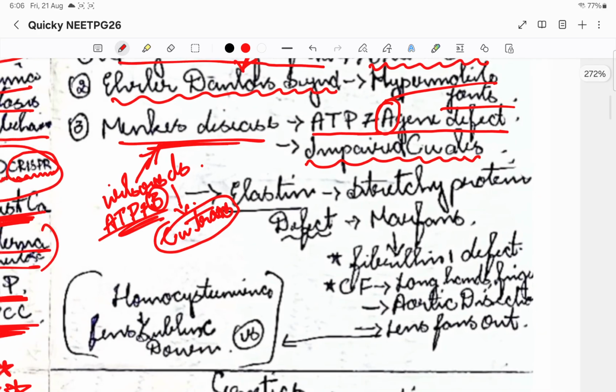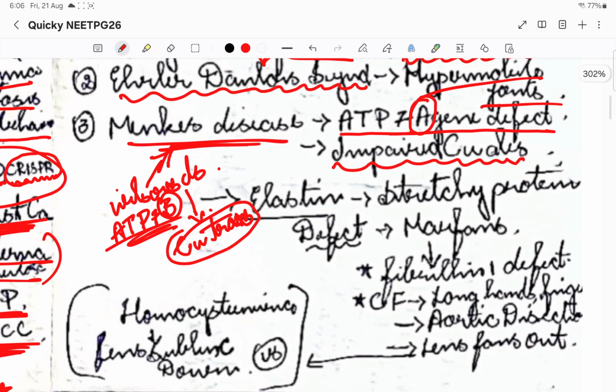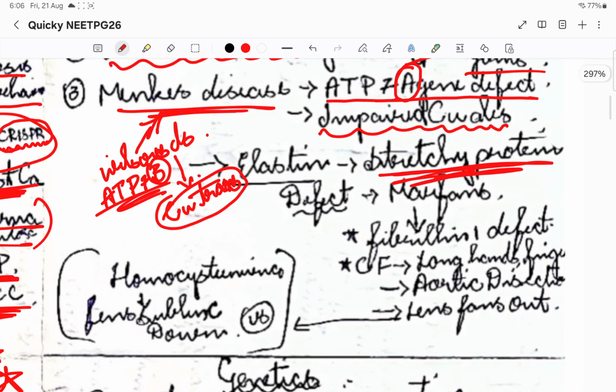Let us also discuss elastin here itself. Okay, elastin is a stretchy protein. The reason why I put it up here is that we should not confuse elastin defect with Ehlers-Danlos syndrome. That is why I've put it up here. Elastin is just like another collagen. So collagen is there, elastin is there. Think of it in that way.